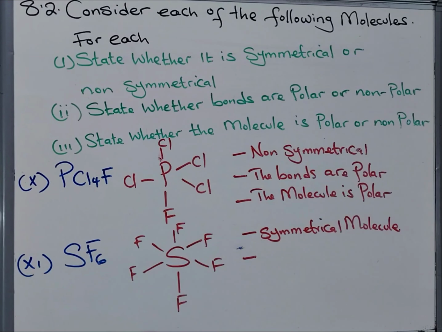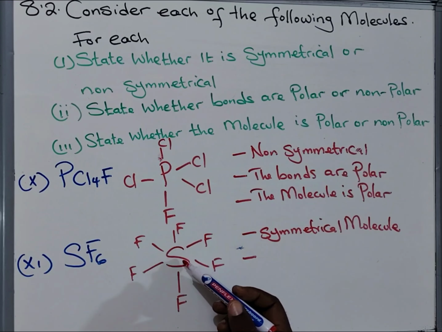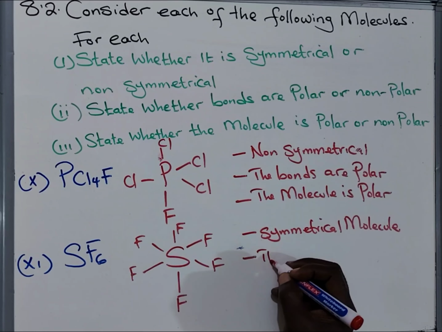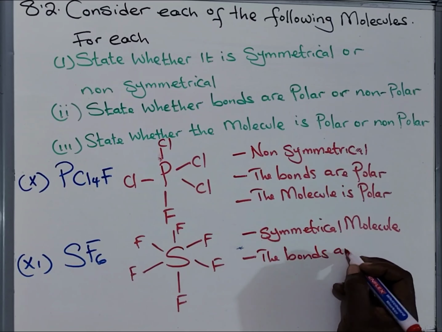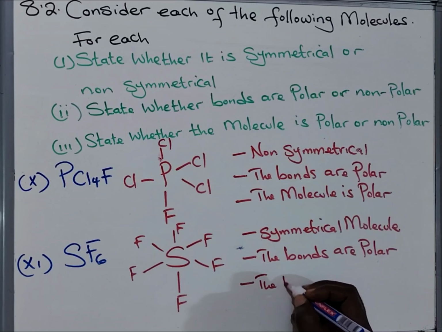How about the bonds? The bonds are polar. Sulfur has different electronegativity from fluorine. So, polar bonds. Okay. Then the molecule. Now, the moment the molecule is symmetrical, it is non-polar, even if the bonds are polar. So what I'm going to say, the molecule is non-polar.